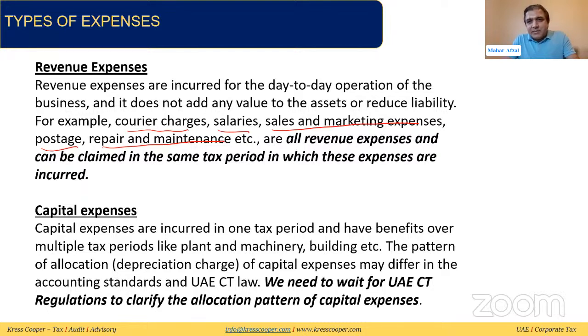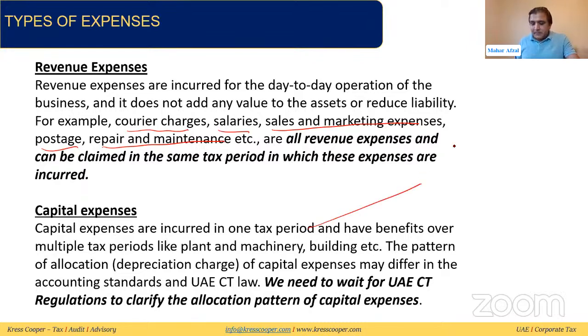Now there are capital expenditures. Capital expenses are incurred in one tax period and have benefits over multiple tax periods, like plant and machinery, like buildings. The pattern of allocation, meaning depreciation, is how these assets will be utilized over a period of time. The pattern of allocation of capital expenses may differ between the accounting standards and the UAE CT law. There are two possibilities basically.